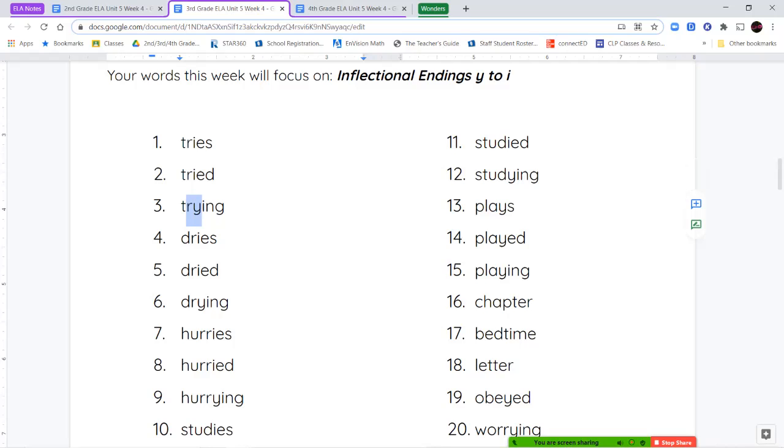Now, when we have a word that ends with a vowel and then a letter Y, all we do is we add the S, we add the ED, we add the ING. We don't change anything on it.